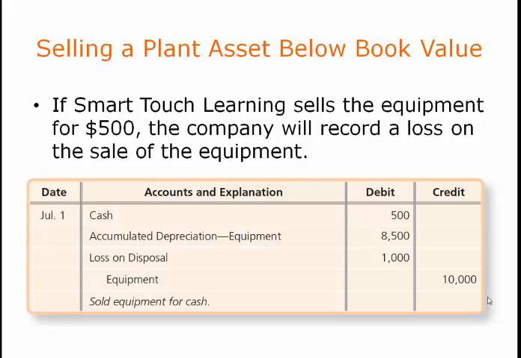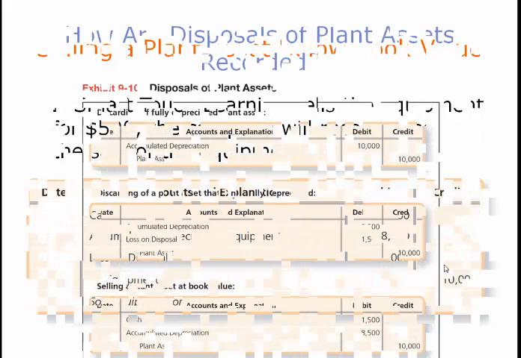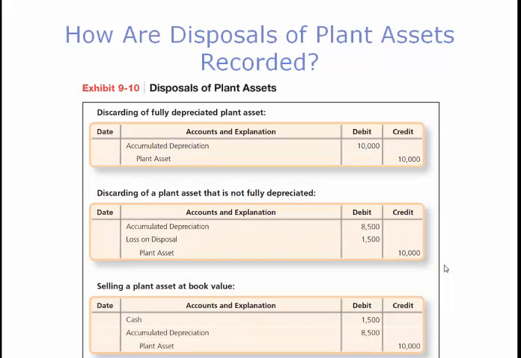Now, if you sold it for $500, you're going to have a net loss because your net debits are $9,000, and your net credits are $10,000. So this becomes your plug of $1,000. Each one of those is a little bit different. And you can take a look at each one of these, and it's going to give you another view of the same stuff that we talked about.